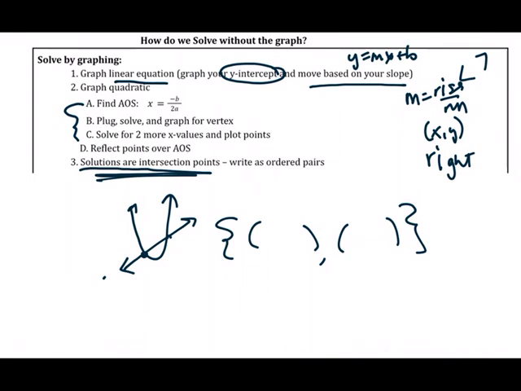What we're going to do in the next video is take some time to talk about how we could do this without graphing. How could we do this algebraically using substitution or elimination? So that's what you have to look forward to.